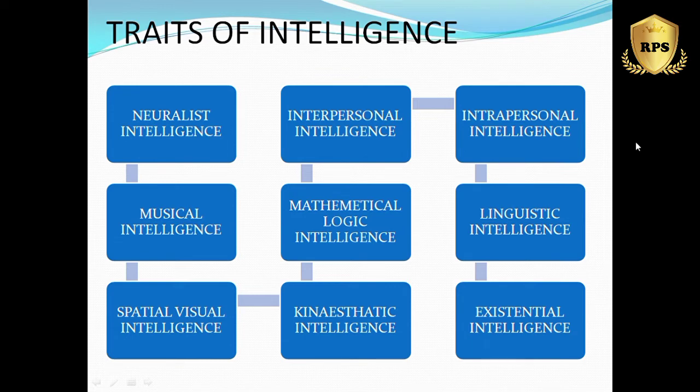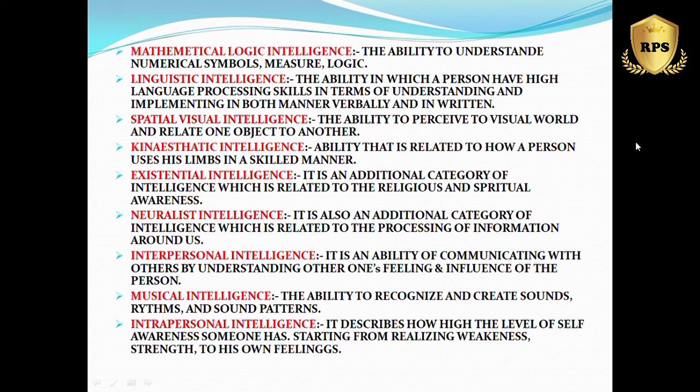So intelligence has nine traits, which are naturalist intelligence, musical intelligence, spatial visual intelligence, interpersonal intelligence, mathematical logic intelligence, kinesthetic intelligence, intrapersonal intelligence, linguistic intelligence, and existential intelligence. So let's take a broader definition of these.